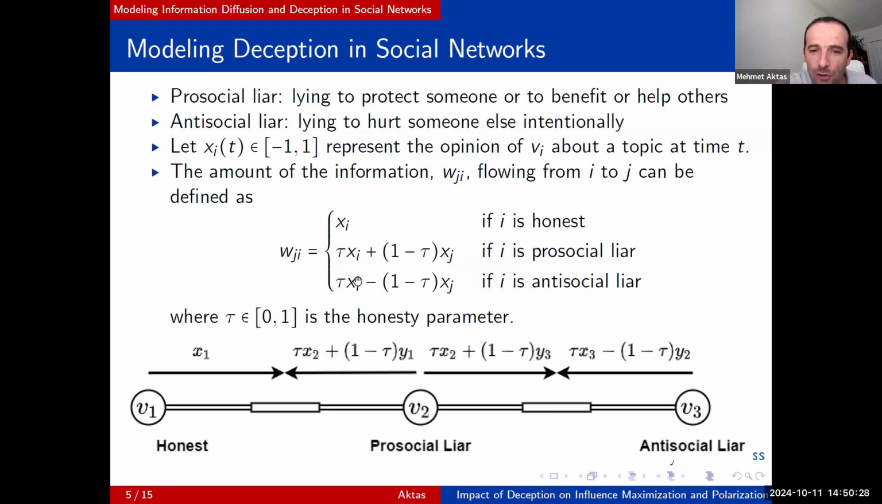And the antisocial liar is also doing that. But as you see here, there is a negative in between. That means whatever his friend is thinking about some topic, he is just disclosing the opposite as his opinion. This is our actual deception model.